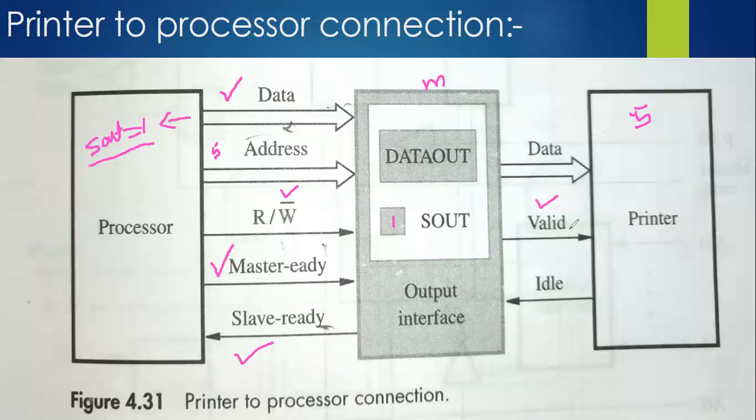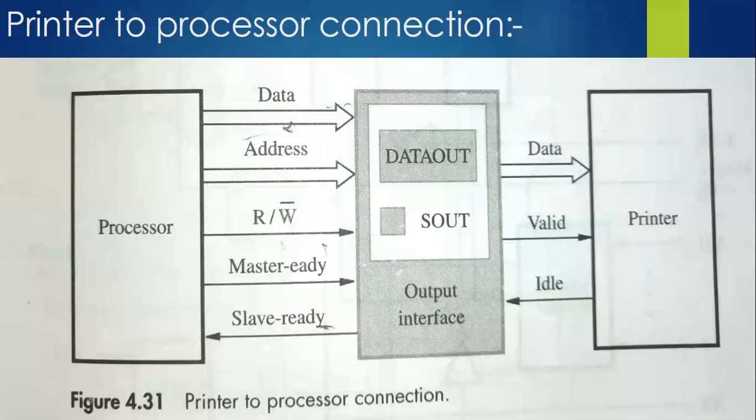Whenever we want to print the content, we need to send a signal called valid. If the printer receives data along with a valid signal, it will directly go to the printing section. Then the content will be printed continuously until it finds the end of the page or the end of the data. That's it. So this is how your parallel port output device works.